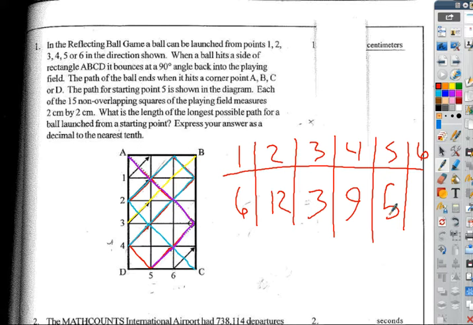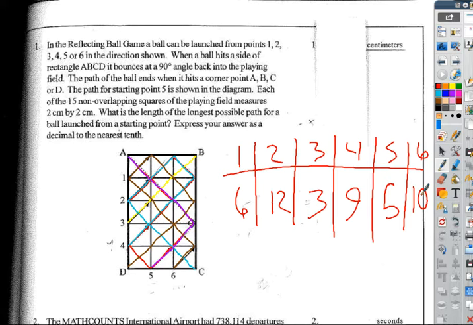And then for number 6, the last one, you would start here and go over 1, 2, 3, 4, 5, 6, 7, 8, 9, 10. And so for number 6 it'd be 10, and Jack will answer this.